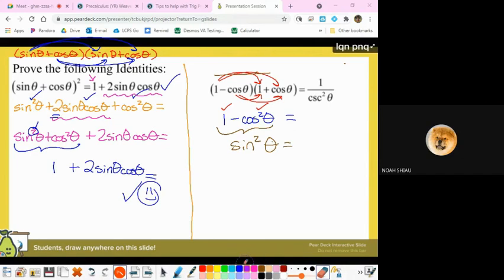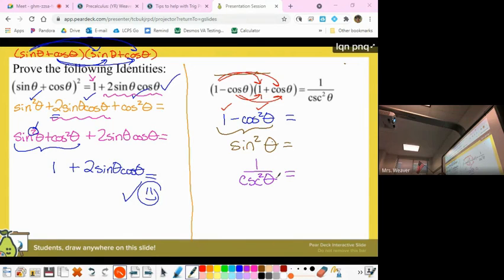Isn't 1 over sine squared theta the same thing as 1 over cosecant squared theta? It is, because they're reciprocals. So we can just substitute it in. And we did it. Okay, thanks for the assist there at the end, Noah, coming through with the clutch save. Appreciate it. Okay, any questions for me on that?